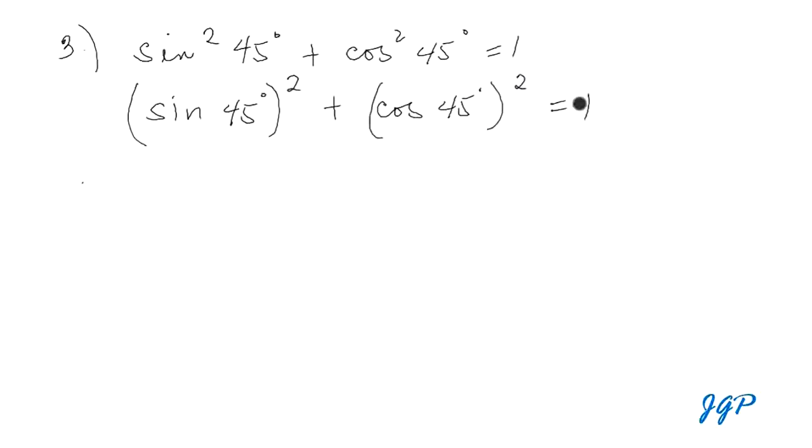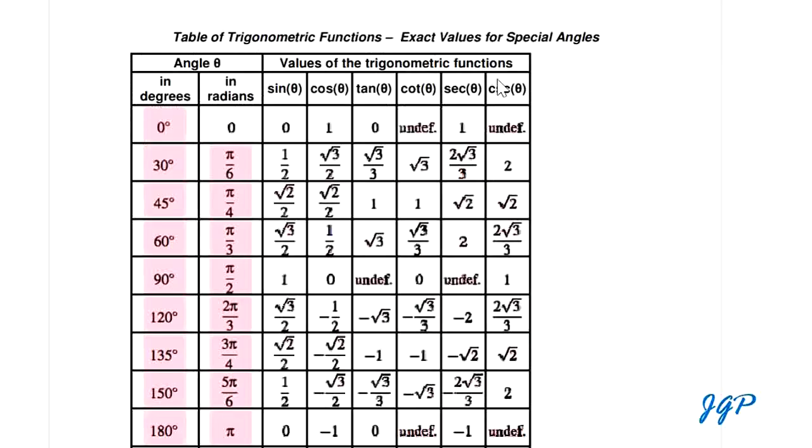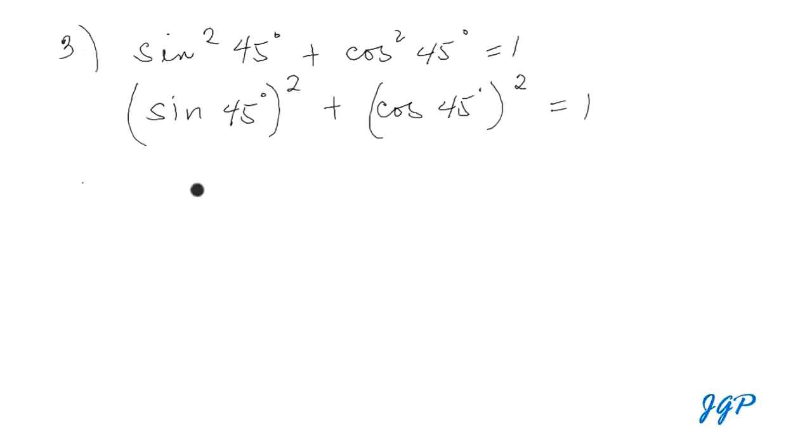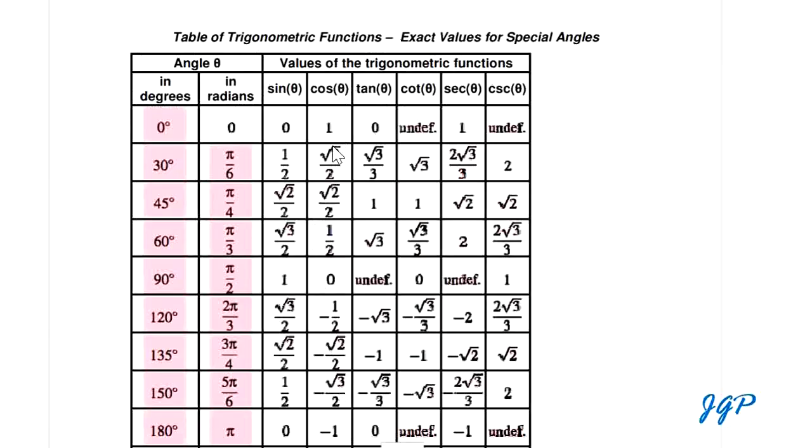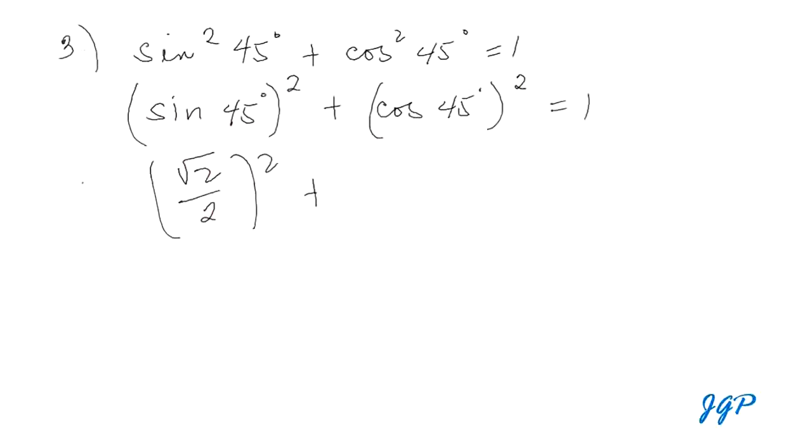So, let's look for the value of sine 45. Sine 45 degrees is square root of 2 over 2. We have square root of 2 over 2, and then squared. Plus, let's look for the cosine 45 degrees. Cosine 45 degrees is the same, square root of 2 over 2. We have square root of 2 over 2, and then squared, is equal to 1.